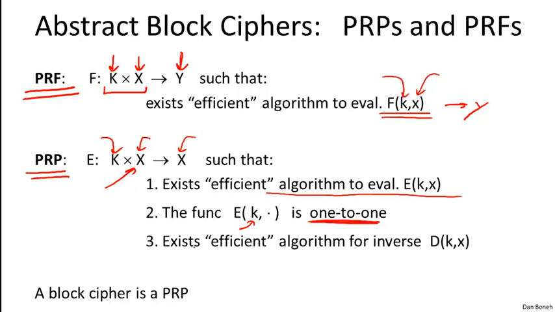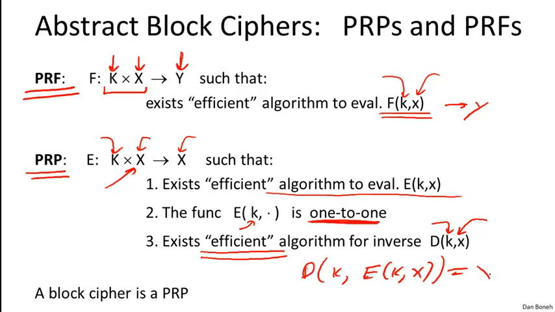So in a PRP, there's a requirement that there is in fact an efficient algorithm for inverting. That's what's sometimes called a decryption algorithm that takes the key and the output of E and produces the input. In other words, let me quickly write that as an equation. If I encrypt a value X and then I decrypt it using the same K, I should get the original X back. And again, remember these X's belong to spaces of fixed-size blocks and so on.